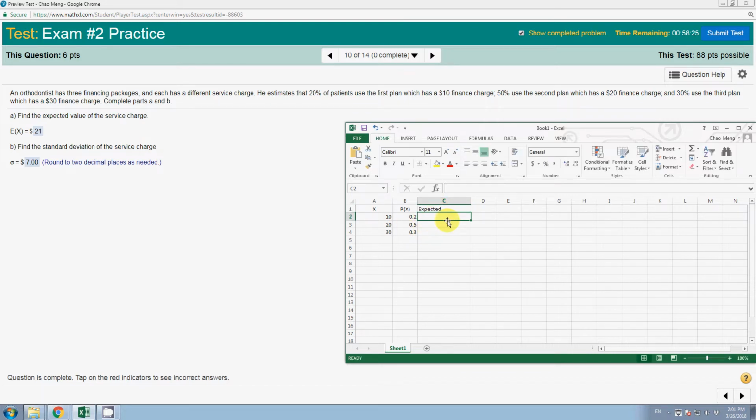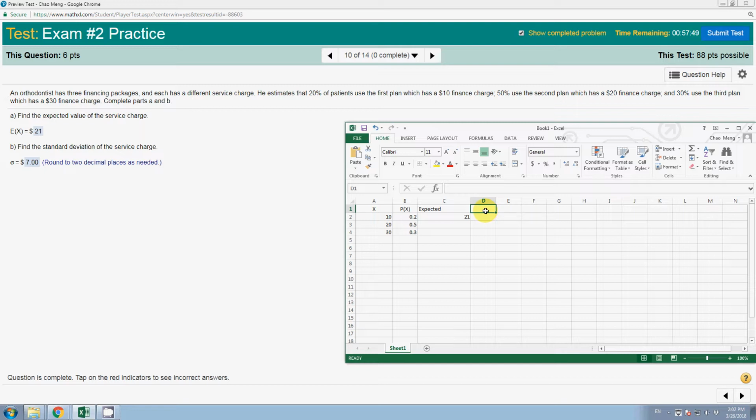The expected value is to add up all the products between the corresponding X value and the probability. So it's equal to the first X value times the corresponding probability, plus the second X value times the corresponding probability, plus the third possible value times the corresponding probability. Then we get the expected value.